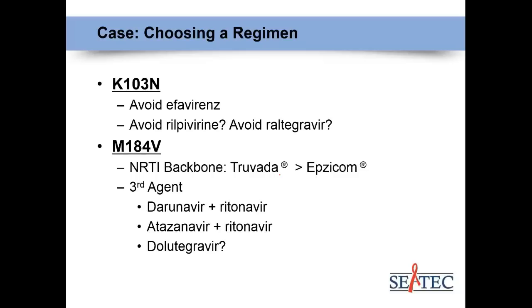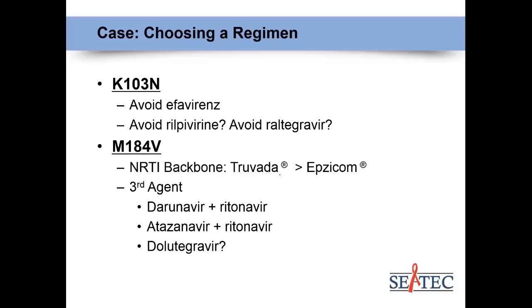So if you do see someone with K103N, it's possible there might even be some low-level NRTI resistance that was not seen on the genotype that may or may not be clinically significant. So it's not a huge issue, but it might make you avoid something like rilpivirine or raltegravir that has a low genetic barrier to resistance, knowing that maybe that NRTI backbone is partially compromised. I wouldn't say raltegravir is contraindicated, but you might think about other options since you have lots of good options.